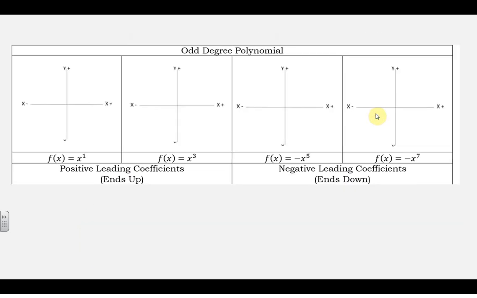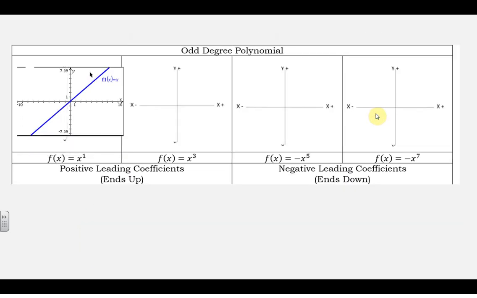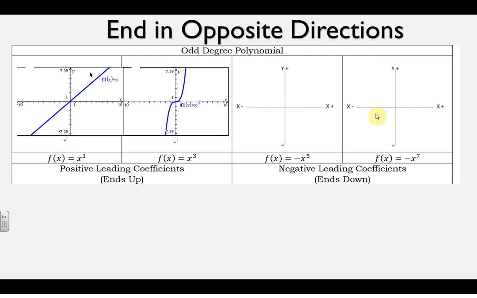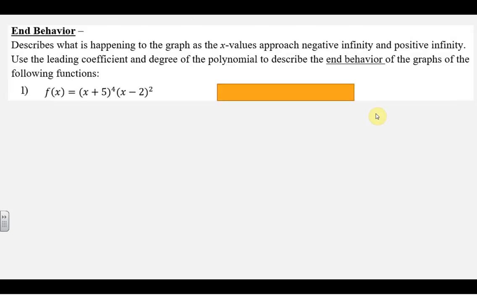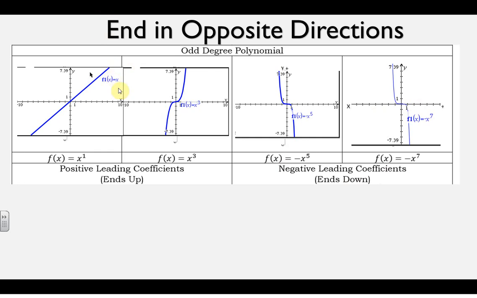Now let's talk about odd degrees. We have a 1, that's a line. We know that. We have a 3. If you have an odd degree polynomial, they're going to start and stop in different locations: one up, one down, or one down, one up. But it's still the happy or the sad. If it's a positive leading coefficient, you're still ending up, meaning you're starting down. If it's negative, you're ending down, meaning you're starting up.